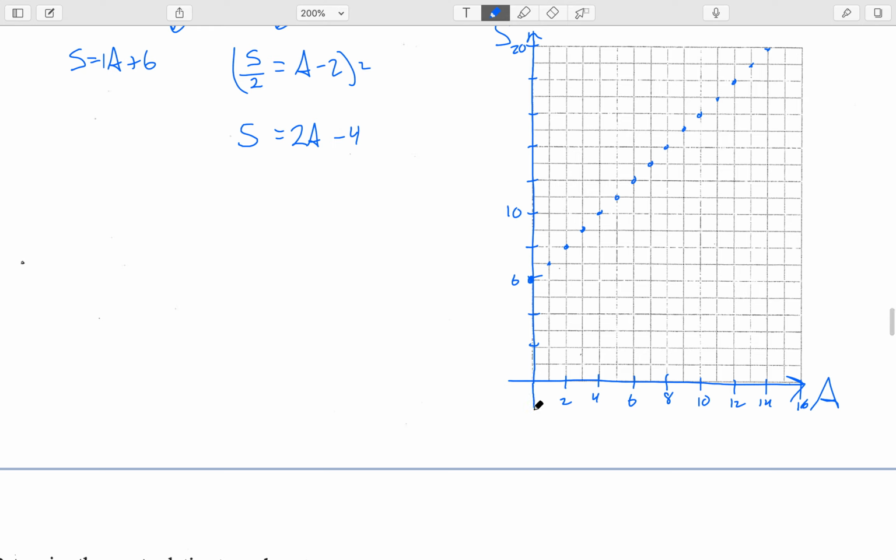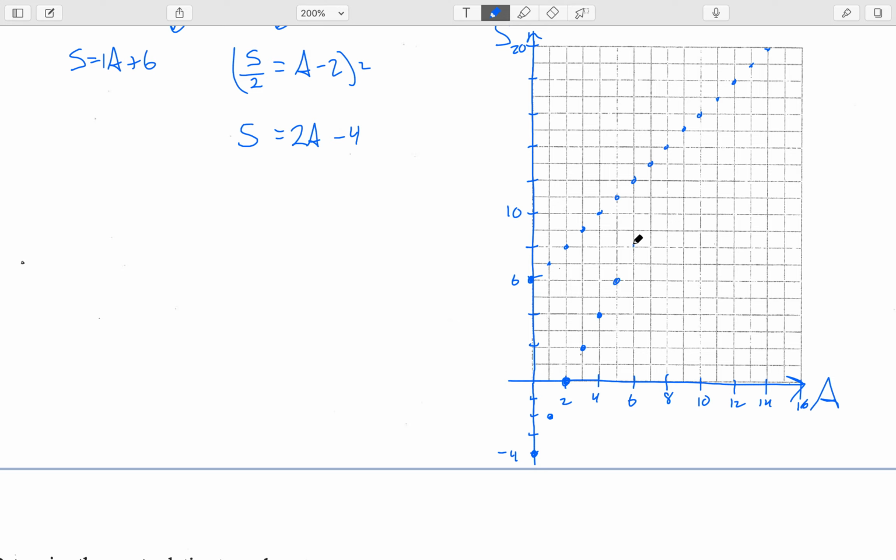Oh man, maybe I do need the negatives, but I can't. 1, 2, 3, 4. How do we start? You can't be negative, but this is where this line starts. And it's going to go up 2 and over 1. Up 2 and over 1. Ah, this is where it starts actually. Now I can actually start doing it. Up 2 and over 1.